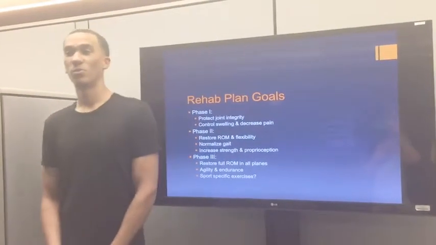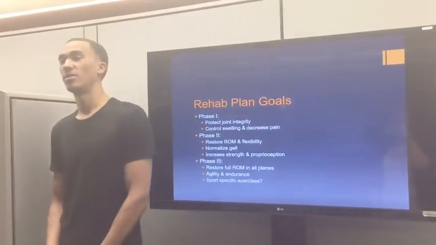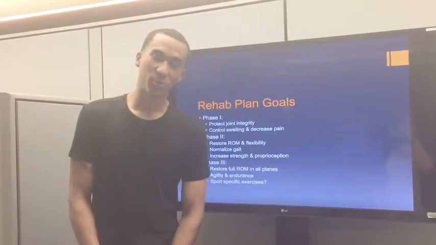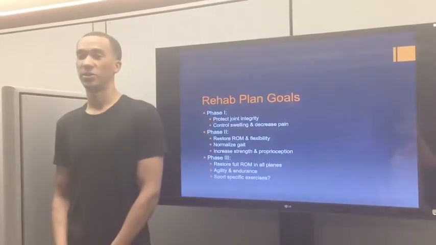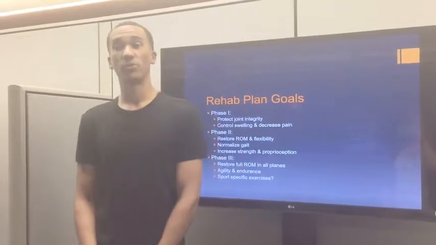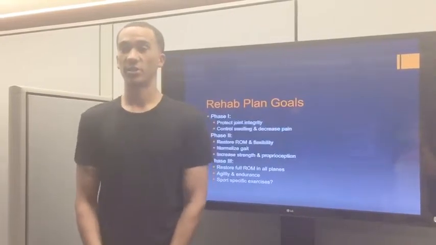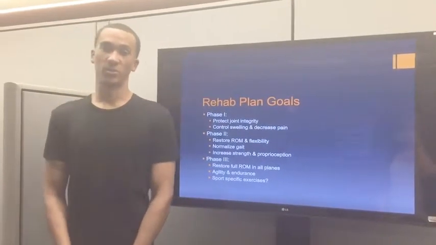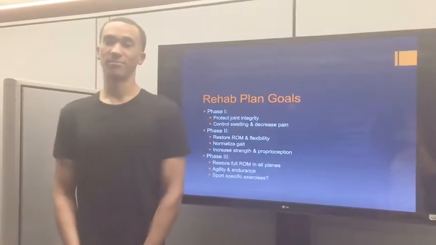In phase 1, we want to protect joint integrity, control swelling, and decrease the pain. In phase 2, we want to restore range of motion and flexibility, normalize gait, and increase strength and proprioception. And in phase 3, we want to restore full range of motion in all planes, restore their agility and endurance, and get them back to doing sport-specific exercises to full functional ability.